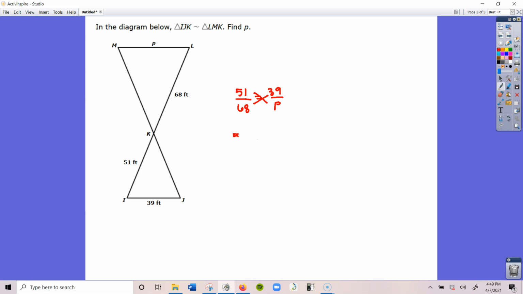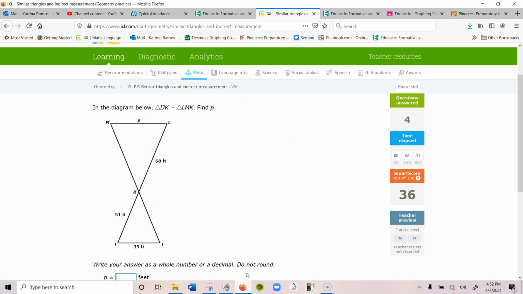So we have 51P is equal to 68 times 39, which is 2,652. So to solve for P, we would divide by 51. And when you divide that by 51, you get that P is equal to 52. So that would be my answer there.